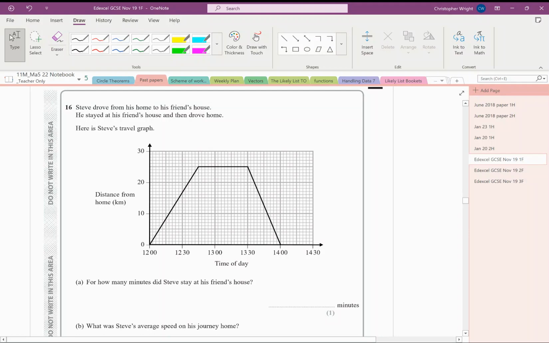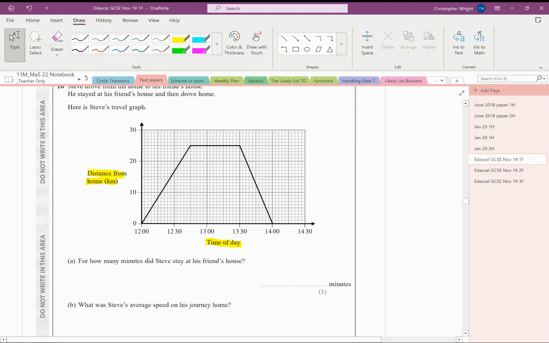Question 16. Steve drove from his home to his friend's house. He stayed at his friend's house and then drove home. Here is Steve's travel graph. This is the distance from home, and this is the time of day. How many minutes did Steve stay at his friend's house?